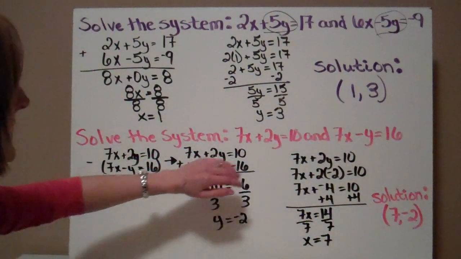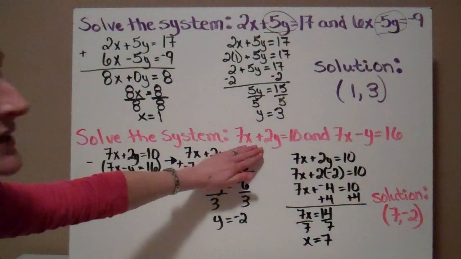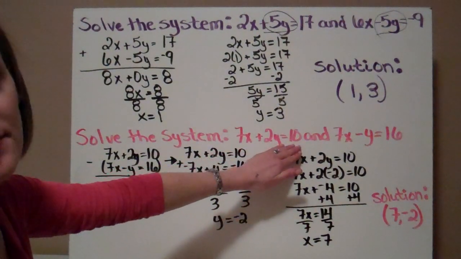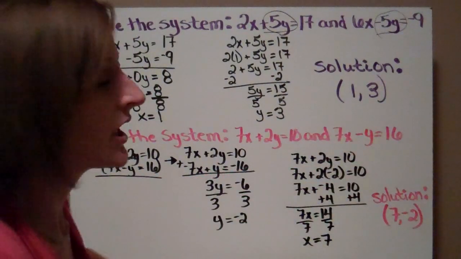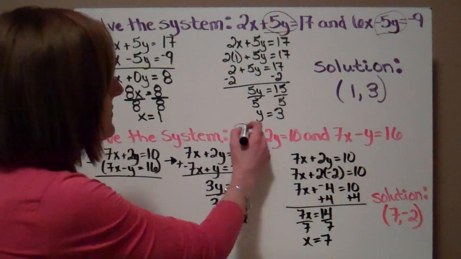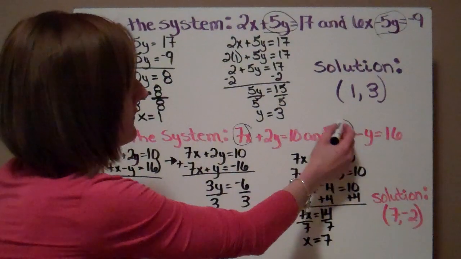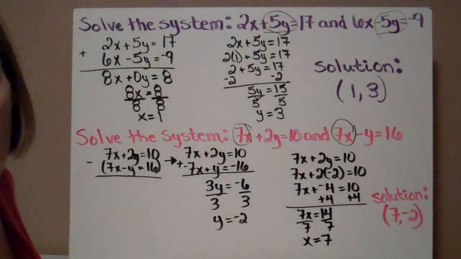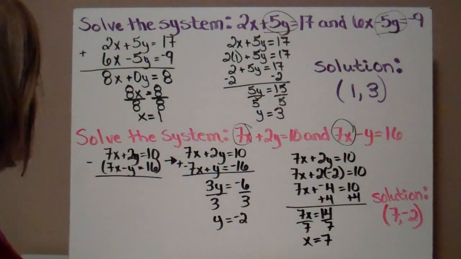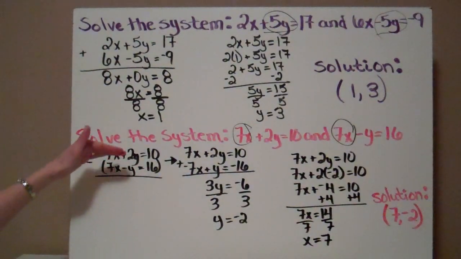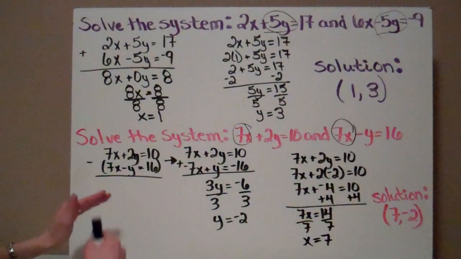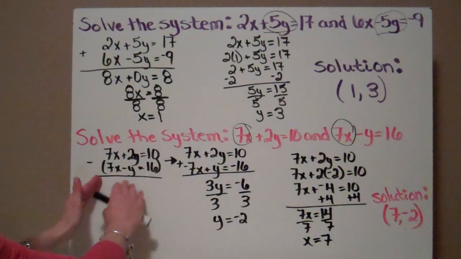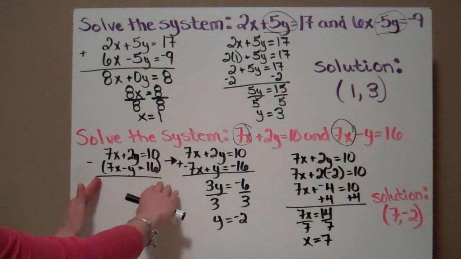Now let's look at one last example. 7x plus 2y equals negative 10, and 7x minus y equals 16. Notice, we've got 7x and we've got 7x. They have the same coefficient. So what I'm going to do is subtract these two equations. So 7x plus 2y equals 10, and then subtract this whole thing of 7x minus y equals 16.